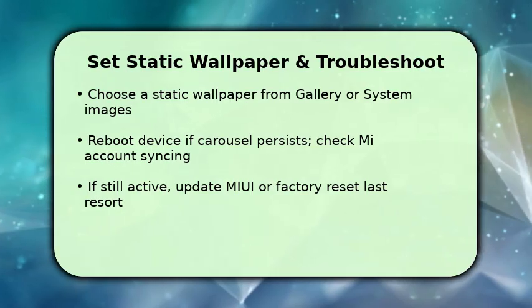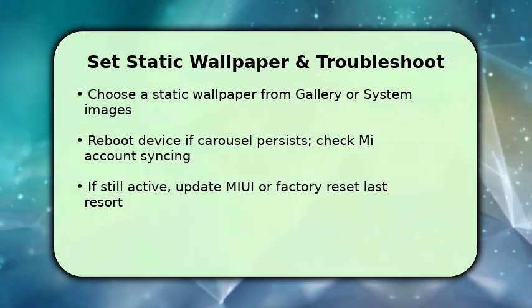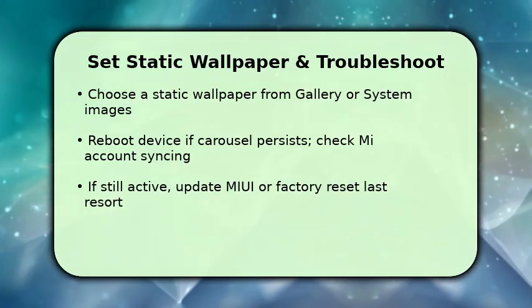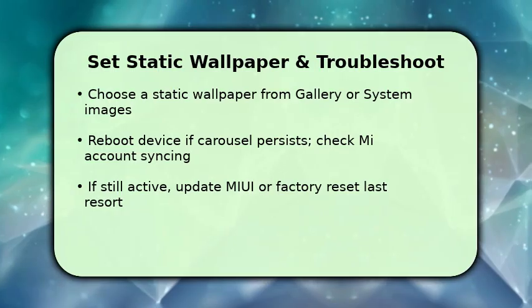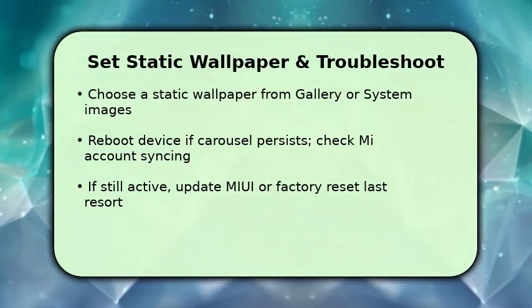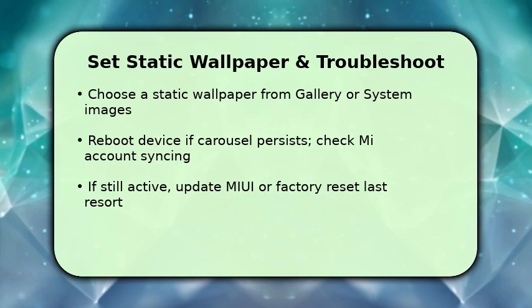If the carousel persists, update MIUI. Bug fixes often resolve stubborn features. As a last resort, backup data and perform a factory reset. Troubleshooting tip: verify in settings that no third-party launcher or theme app is overriding the system wallpaper.